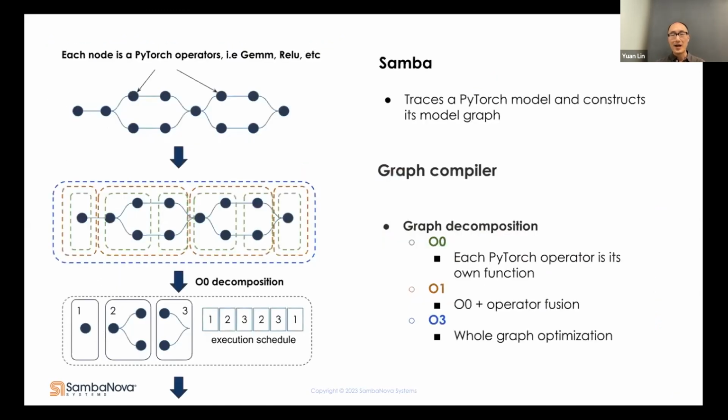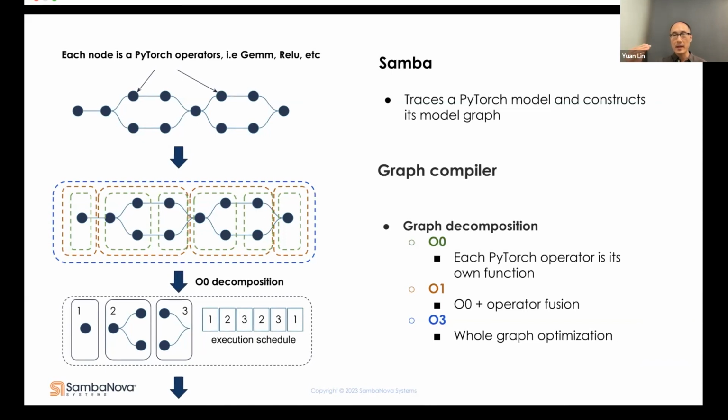Okay, so how does the PyTorch model actually get transformed and mapped onto our PCUs and PMUs? This is the life of a model on RDU. You start out with a PyTorch model, and Samba, like I said, serves as a front end. You trace it through the graph to generate this IR. Here, for example, each node represents one PyTorch operator, such as gemm or relu, and the IR is basically a data flow graph.